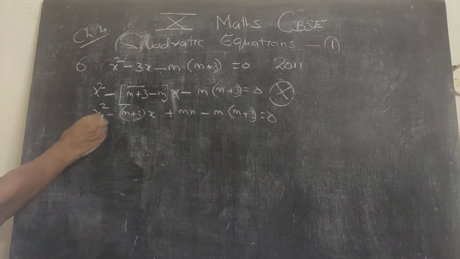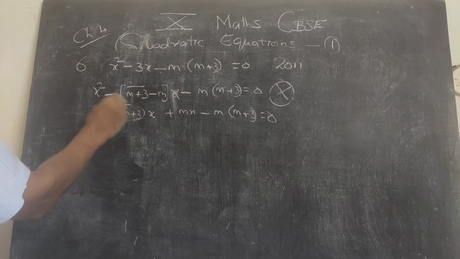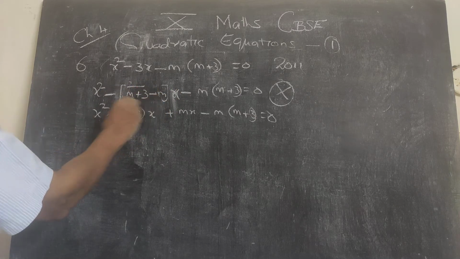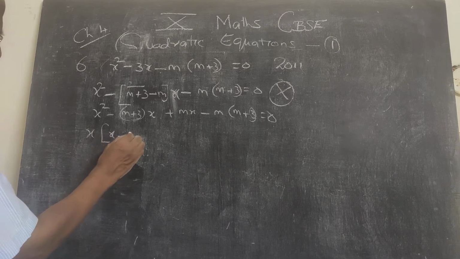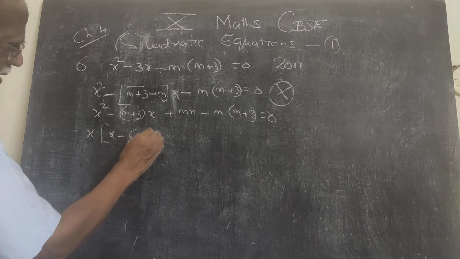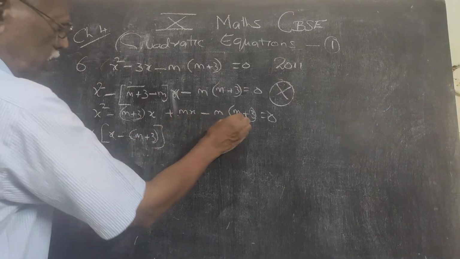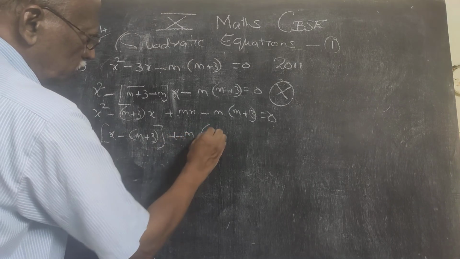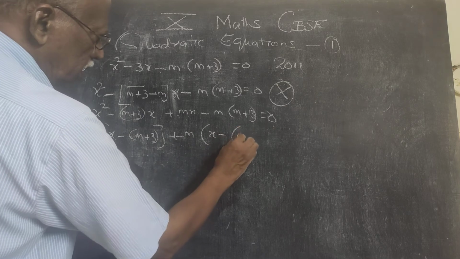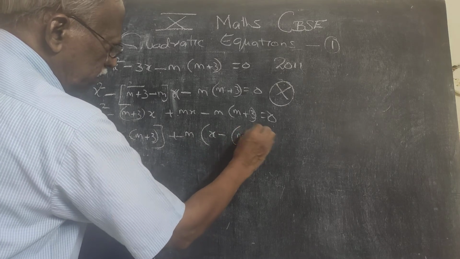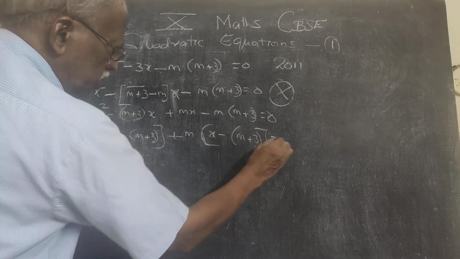Now the result is x square minus of m plus 3 into x. This minus and this minus becomes plus m into minus mx minus this. Now after these two things, take x. So x minus of m plus 3. Out of these two, m you take it out. X minus of m plus 3 equal to 0.